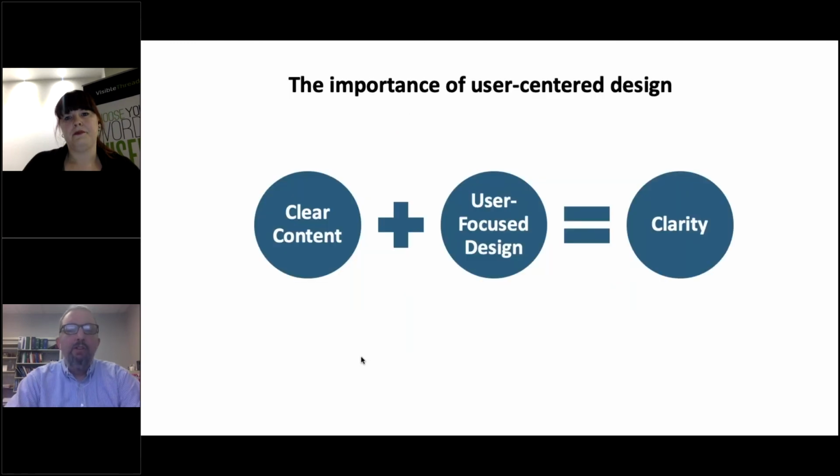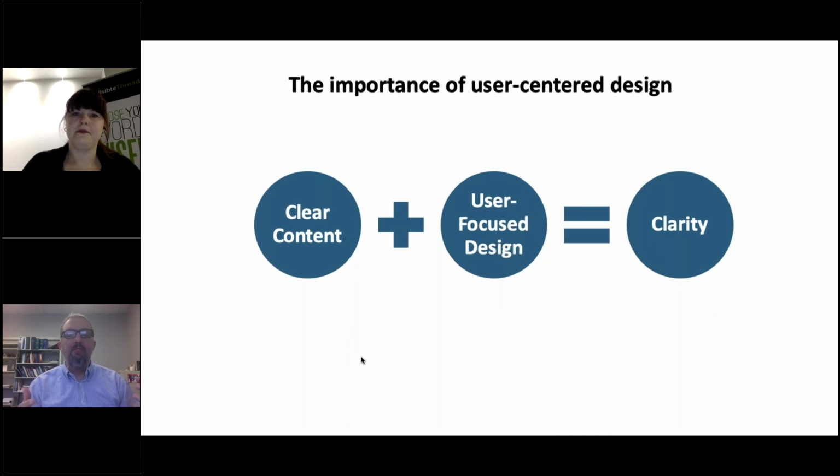All right, next one. So again, we tend to think of plain language as words, but it's really not just words. It's the interplay between the words we use and the design and the content creation process, creating this user-focused design. That's how we get to clarity. I mean, we could write a document that's extremely clear from a wording standpoint, but if we don't design it properly, nobody's going to want to read it in the first place.